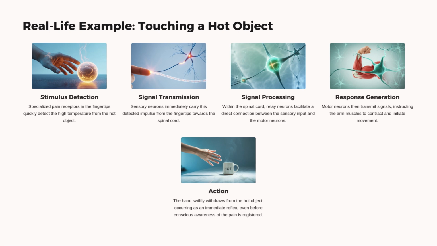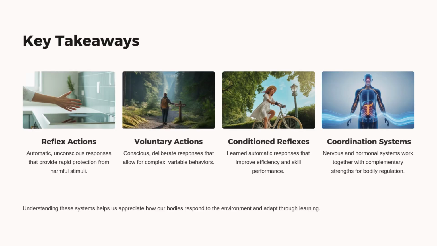Response generation. Motor neurons then transmit signals, instructing the arm muscles to contract and initiate movement. Action. The hand swiftly withdraws from the hot object, occurring as an immediate reflex, even before conscious awareness of the pain is registered.